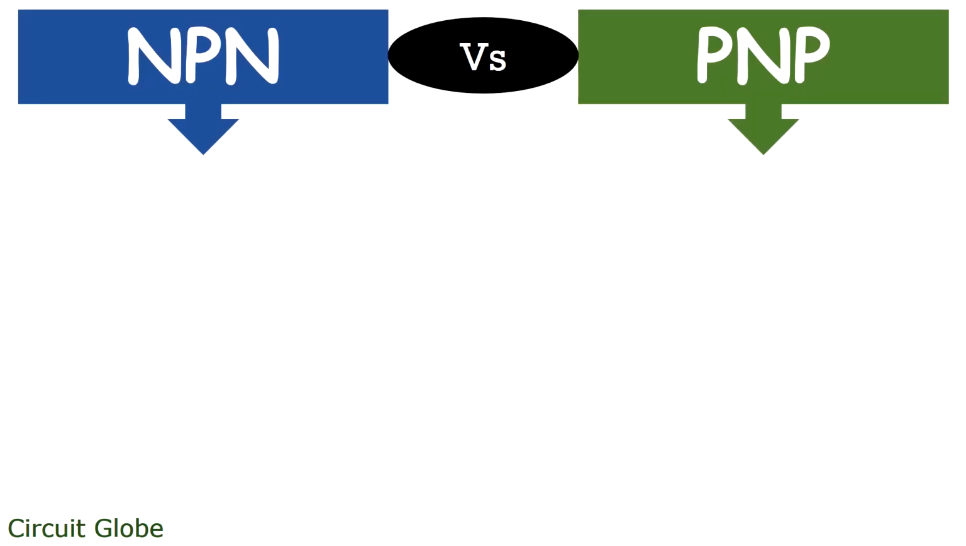Let's now check on what parameters NPN and PNP transistors are differentiated. So let's first see the symbolic representation of both the transistors. NPN transistors are symbolized as this, while PNP transistors are symbolized as this. Here the direction of arrow is from base towards the emitter in the outward direction, while in PNP transistor the arrow heads towards the base from the emitter terminal in the inward direction.